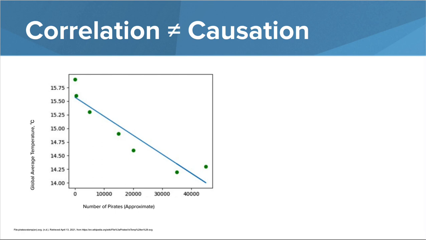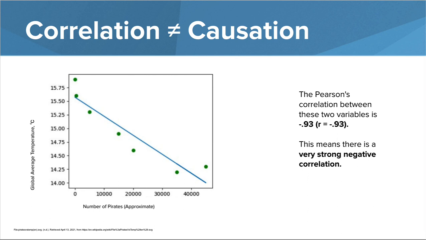It's incredibly vital to understand that just because two variables are correlated does not mean that two variables are related at all in the real-world context. Let's take this graph for example. It shows the relationship between the number of pirates on Earth to the global average temperature. When run through Pearson's correlation, the correlation coefficient is -0.93. This means that there is a very strong negative correlation between these two variables. As one increases, the other decreases. In this case, as the number of pirates on Earth decreases, the global temperature increases.